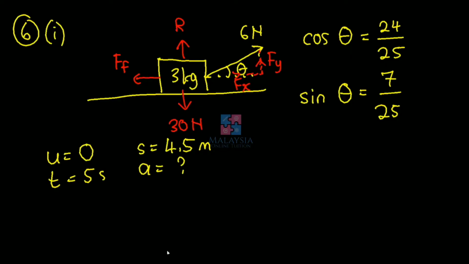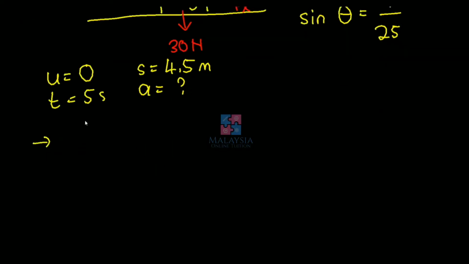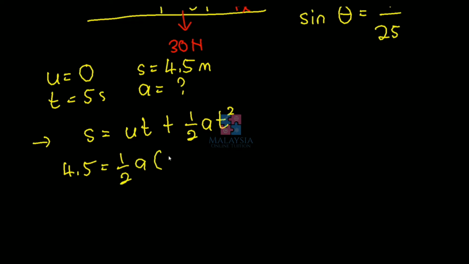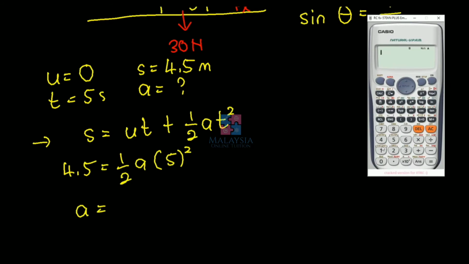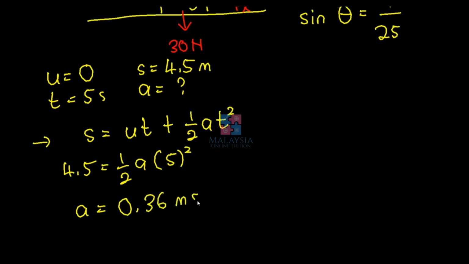So based on these 4 parameters, we can use this kinematics equation, s equals ut plus half at squared. So s is 4.5, equals 1 over 2 a, and then your t will be 5, squared. So cutting things short, a will be 4.5 divided by 0.5, and then divided by 5 squared. That will be 0.36 meters per second squared. This is our acceleration of the block.